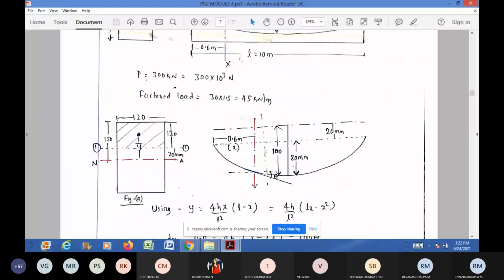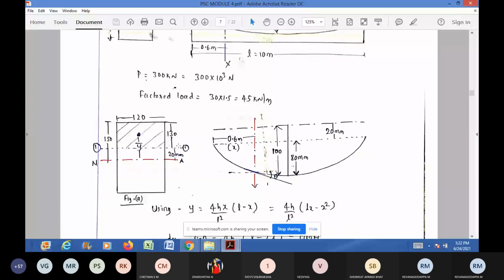at the support, he has asked to find the principal stresses or the shear stress at a distance of 0.6 meter from the left support. And one more condition he has given is, 20 mm above the central axis.